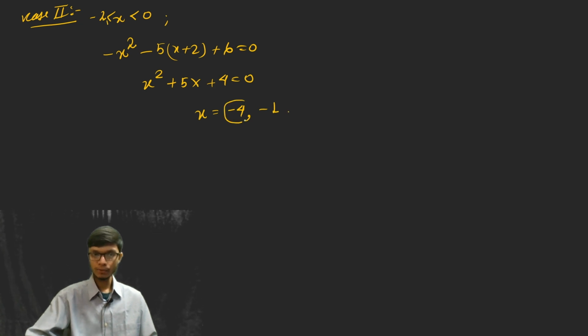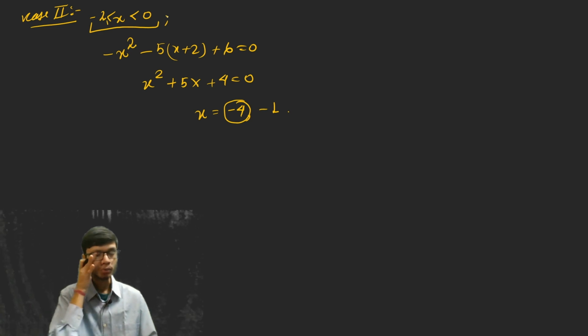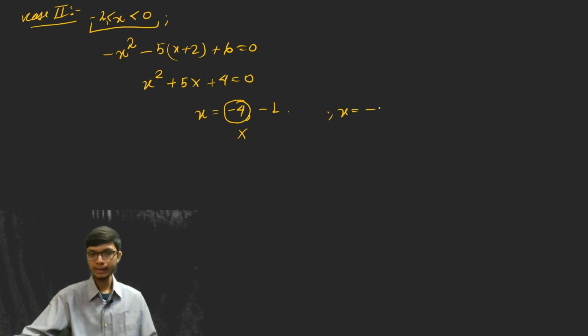So from here I will get the roots as minus 4 and minus 1. But since minus 4 is not lying in this range of the values of x, that is 0 to minus 2, therefore this particular value is neglected, and the only solution I get is x is equal to minus 1. This is the accepted solution. So I am writing it as accepted solution.